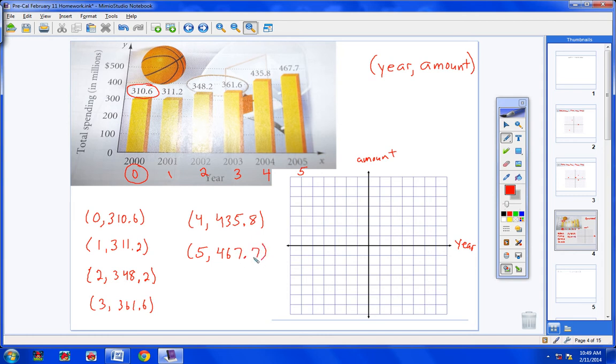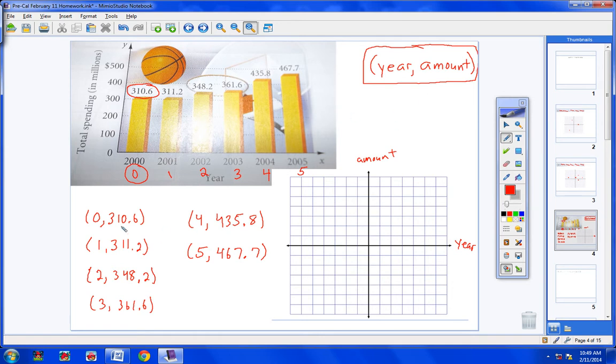Now if you're saying, Mr. Earhart, let me get a drink here real quick. If you're saying, Mr. Earhart, how did you know to put the years first and the money second? Well, right up here, remember in the directions, it says let your first coordinate be the year and the second coordinate the amount.